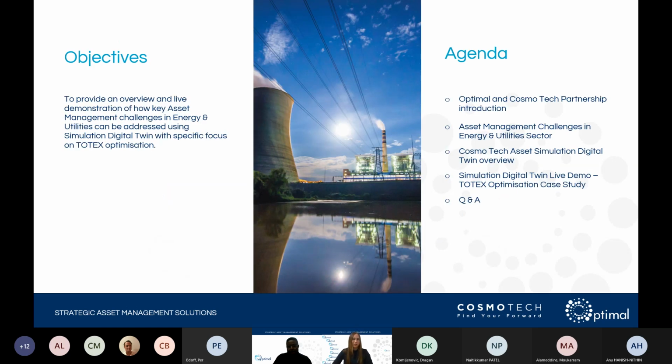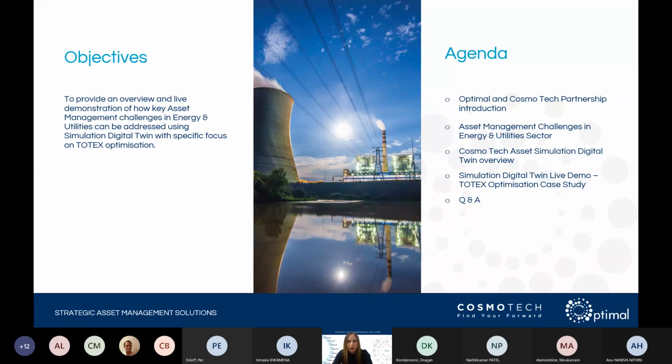Okay, so what are the key purpose and objectives of the webinar today? So we're looking to provide you with an overview and a live demonstration on how key asset management challenges in energy and utilities can be addressed using simulation digital twin technology. And we'll pay specific focus on total expenditure optimization element through the case study that we will be presenting as part of the demo.